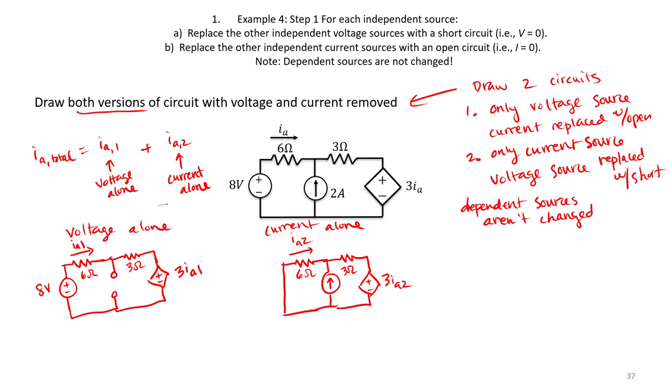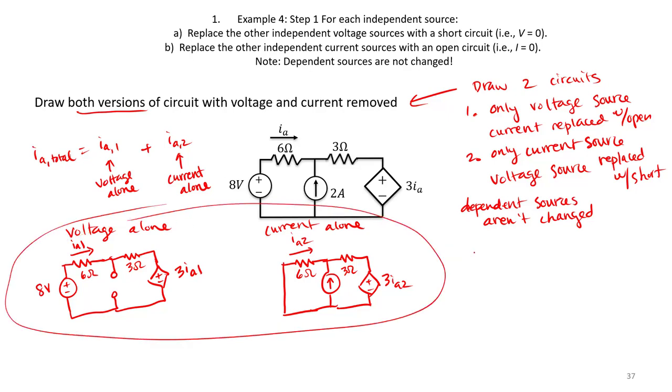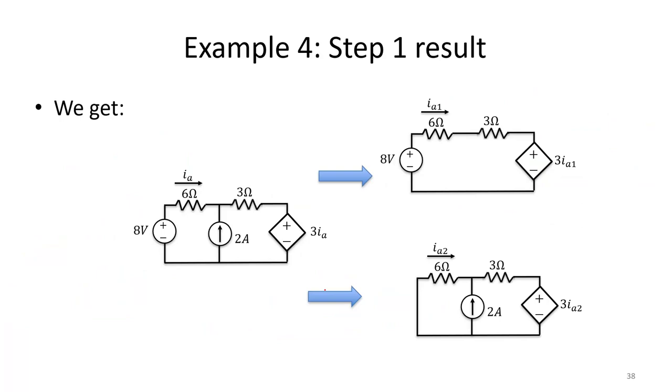So make sure you're able to reproduce these results. Remember, the voltage is replaced with a short, and the current source is replaced with an open. Let's go ahead and label that. Okay, so if you did this properly, you should have ended up with some circuits like this.